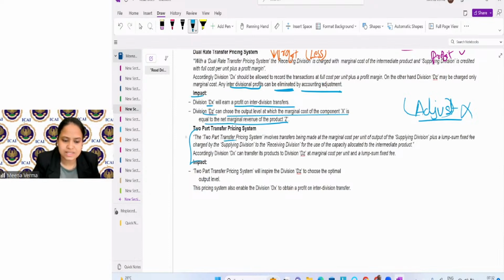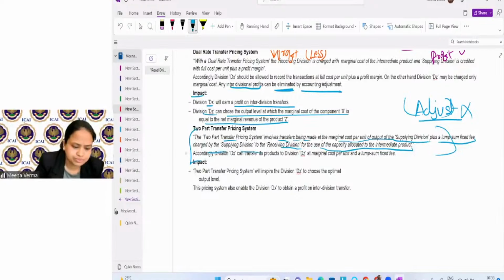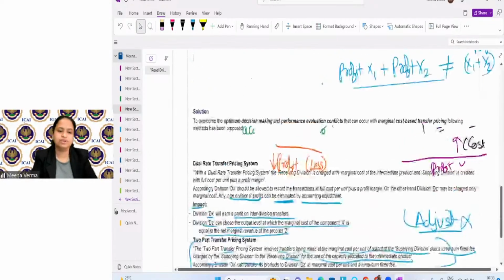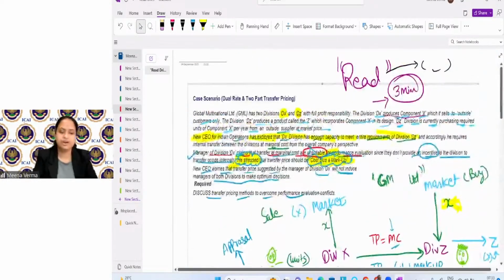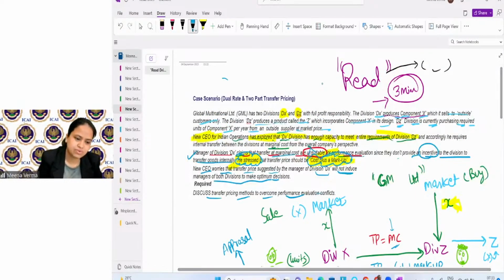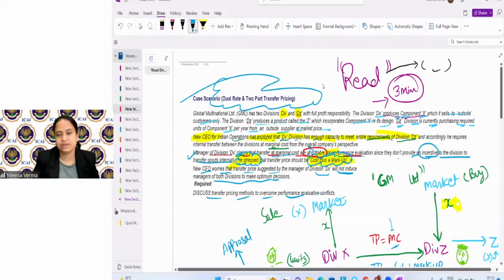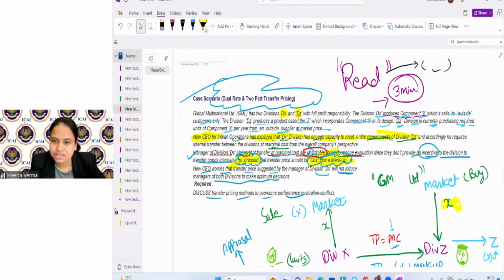The two-part transfer pricing system involves transfer being made at marginal cost per unit to the supplying division, plus a lump sum fixed fee charged by the supplying division to the receiving division for the capacity allocated to intermediaries. The same thing is written here. So in this way, it is a case of dual rate, two-part transfer pricing. I hope it is clear.